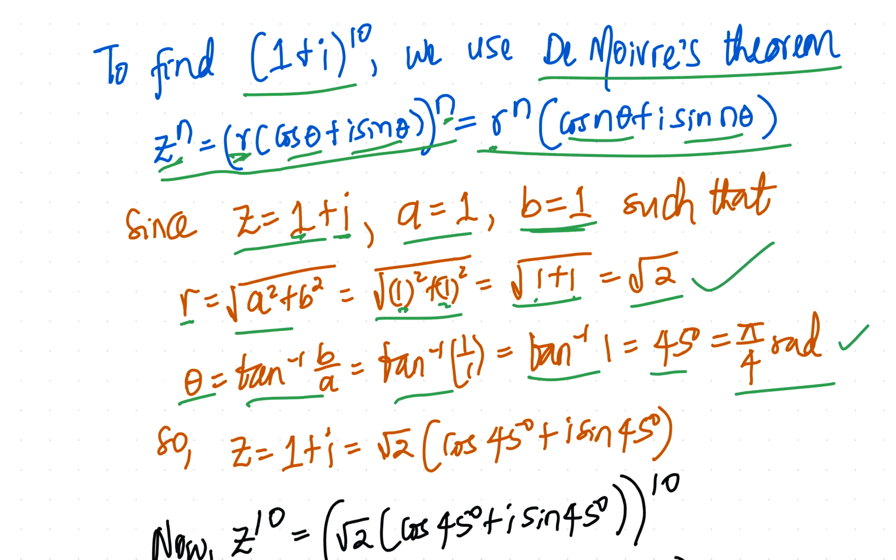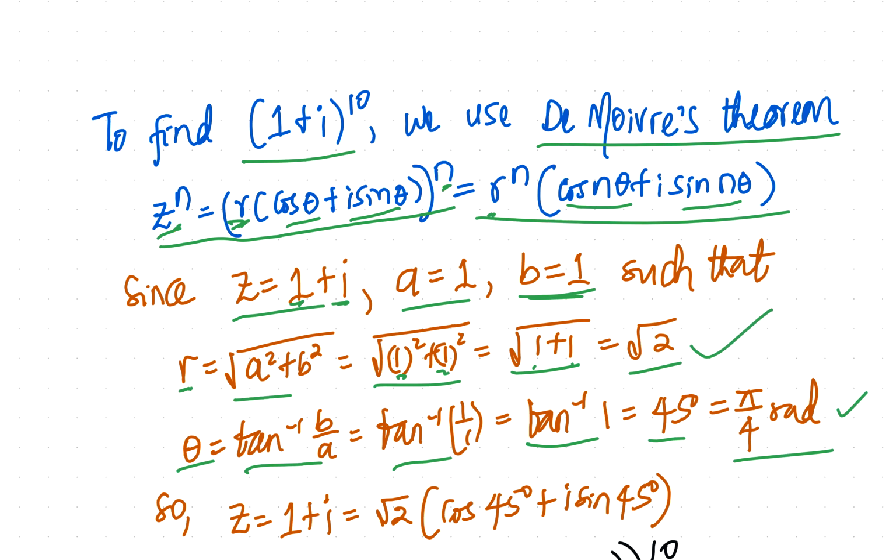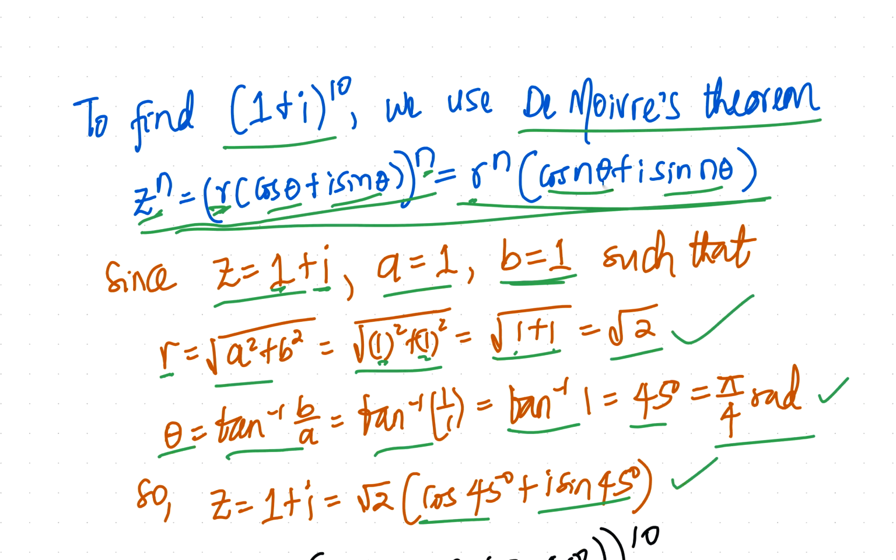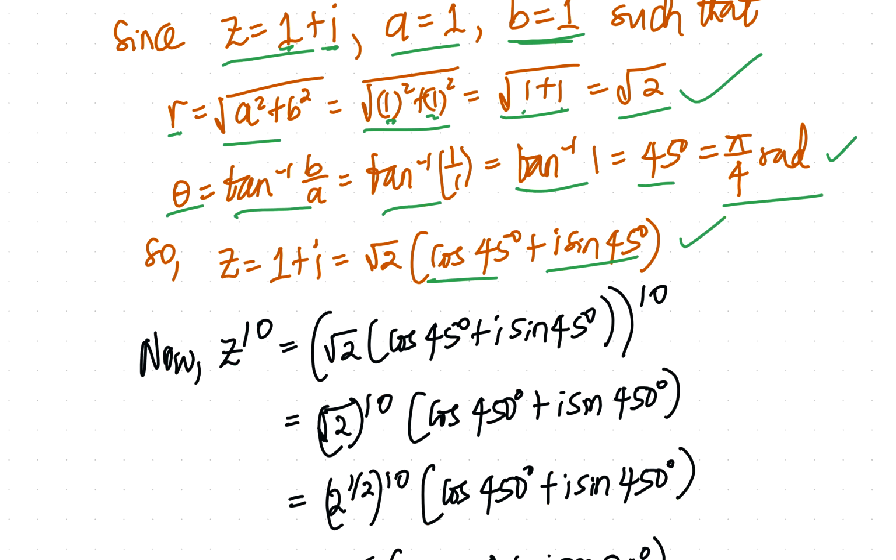So you can now say that z, which is 1 plus i, is the same thing as root 2 into cos 45 degrees plus i sin 45 degrees, following De Moivre's theorem. The actual thing we need is to raise that to power 10. So z raised to power 10, which is the same thing as (1 + i) raised to power 10, is root 2 into cos 45 degrees plus i sin 45 degrees, raised to power 10. Following De Moivre's theorem, that means root 2 raised to power 10 into cos 450 degrees plus i sin 450 degrees.